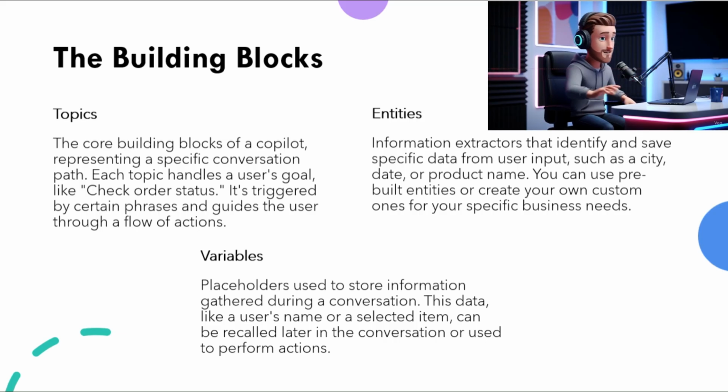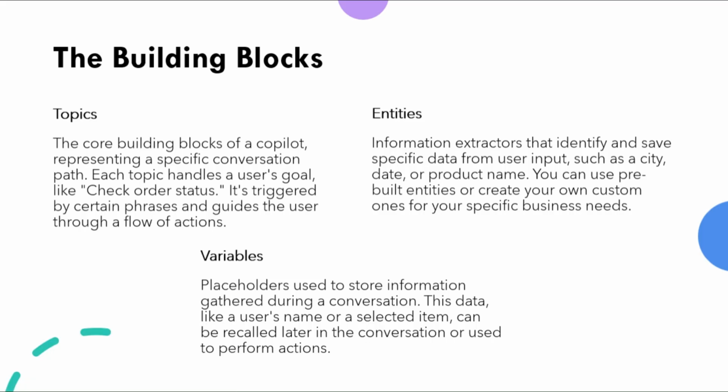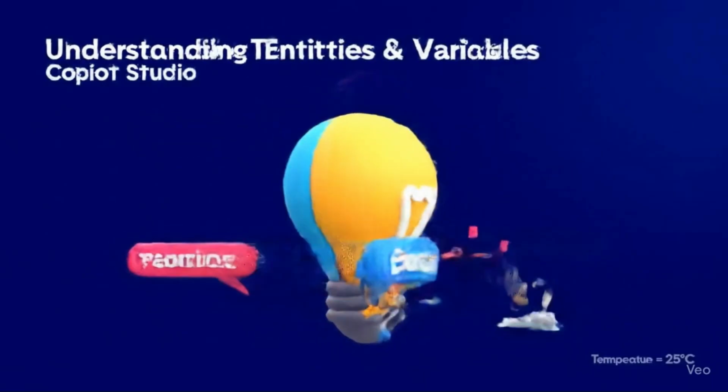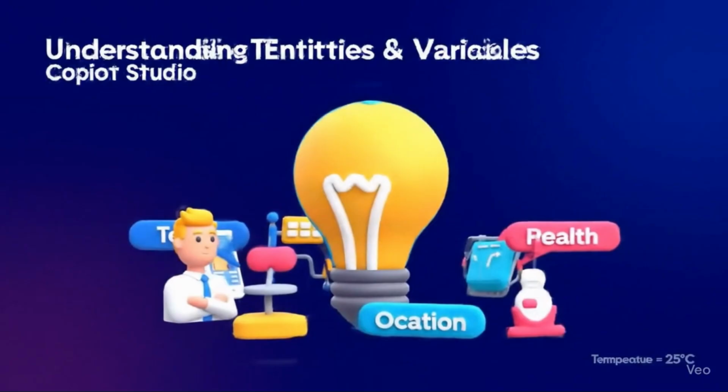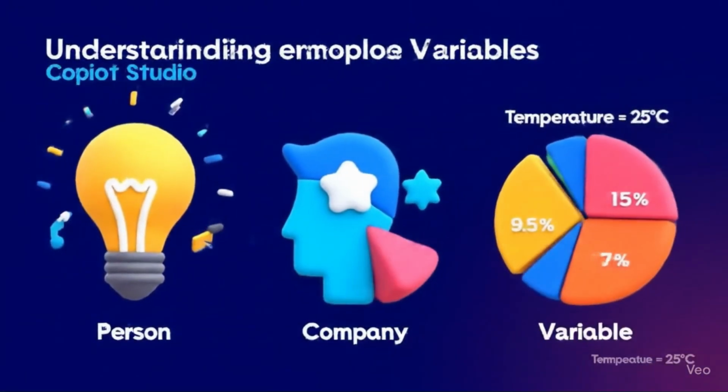Hey, Hella, would you like to go through the entities? Sure. Entities in Copilot Studio are information extractors that identify and categorize specific data from user input, like a city, date, or product name. And variables are the boxes which hold values. In this case, like temperature holding values.